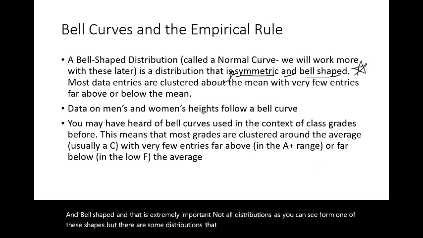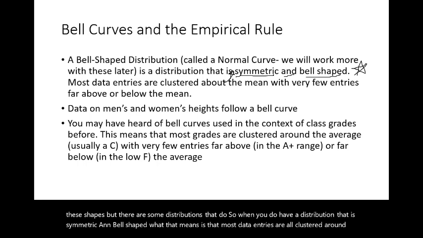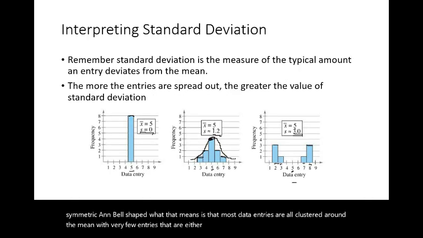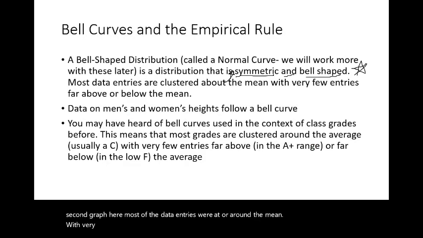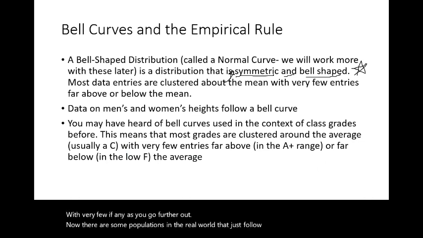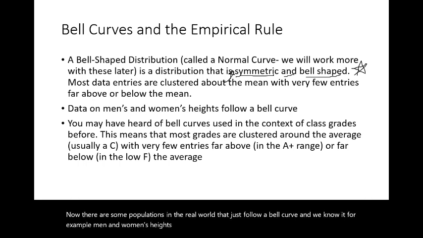So when you do have a distribution that is symmetric and bell-shaped, what that means is that most data entries are clustered around the mean, with very few entries that are either far above or far below the mean. Like in this second graph here, most of the data entries were at or around the mean, with very few, if any, as you go further out. Now, there are some populations in the real world that just follow a bell curve, and we know it. Like, for example, men and women's heights, they follow a bell curve. There's just a couple of those distributions we know for a fact do.